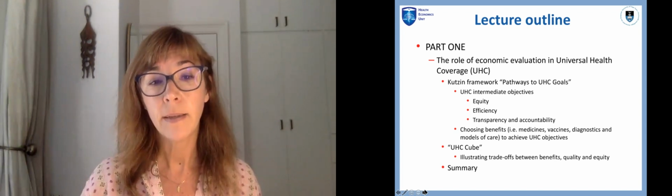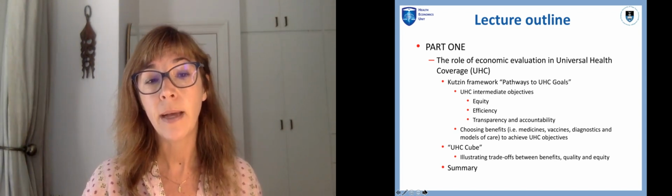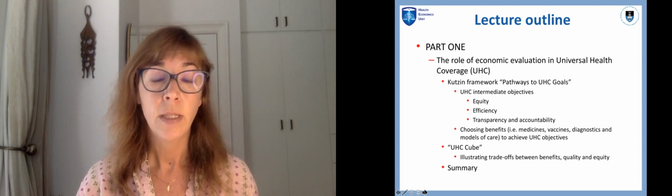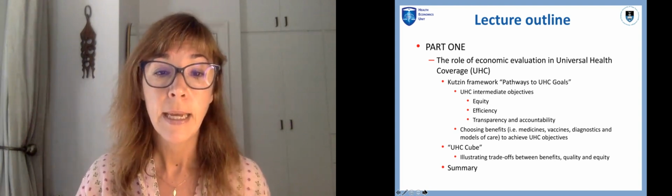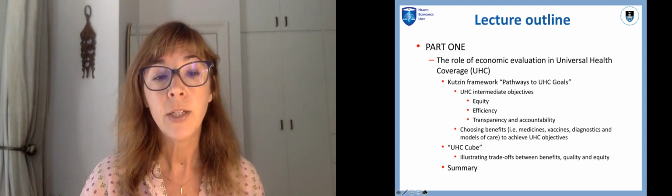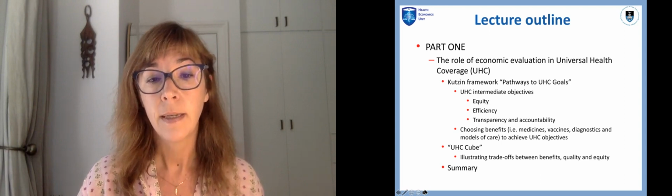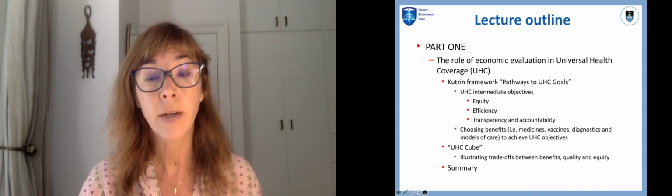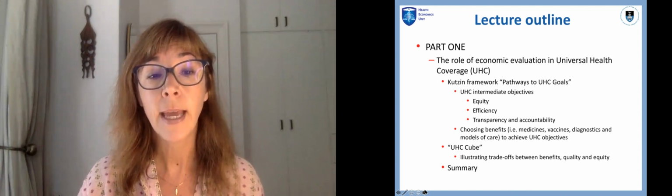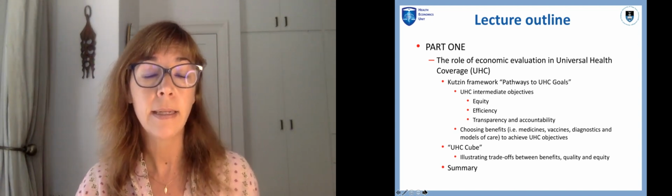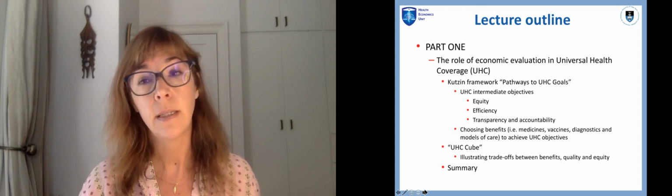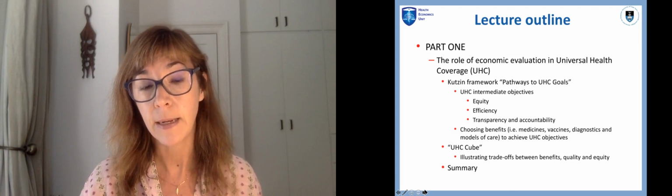And what I like about this framework is it really summarizes the UHC intermediate objectives of equity, efficiency, transparency, and accountability. And it shows us how we need to choose our benefits. In other words, our medicines, our vaccines, our diagnostics, and our models of care, we need to choose them wisely in order to achieve UHC objectives. And this is where economic evaluation comes in.